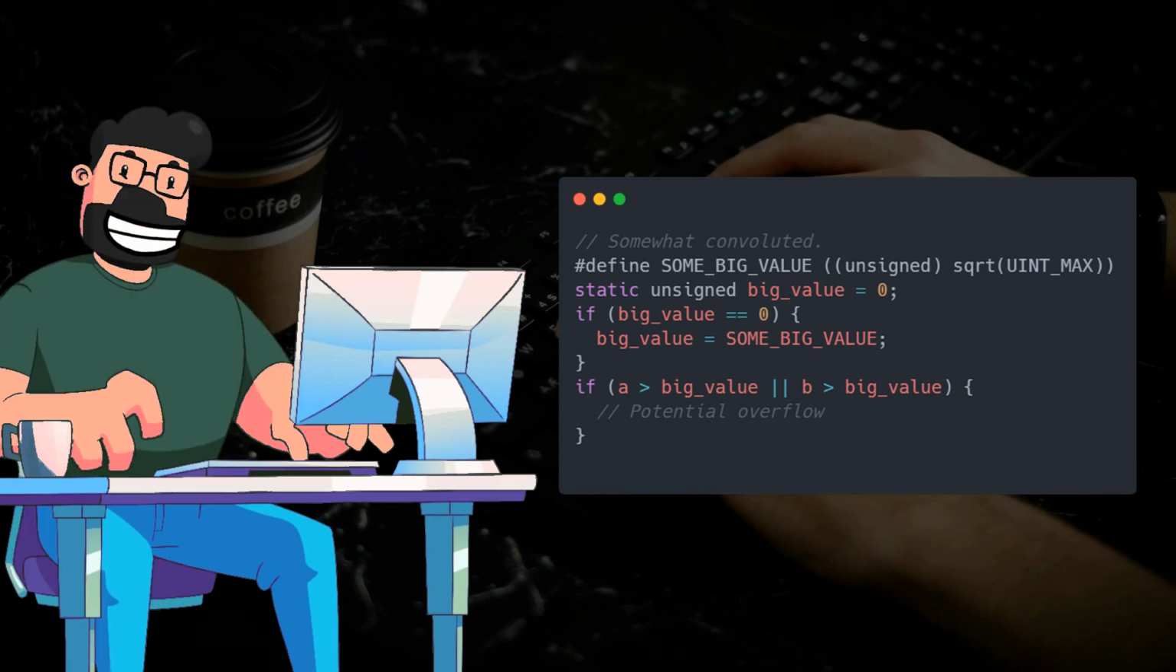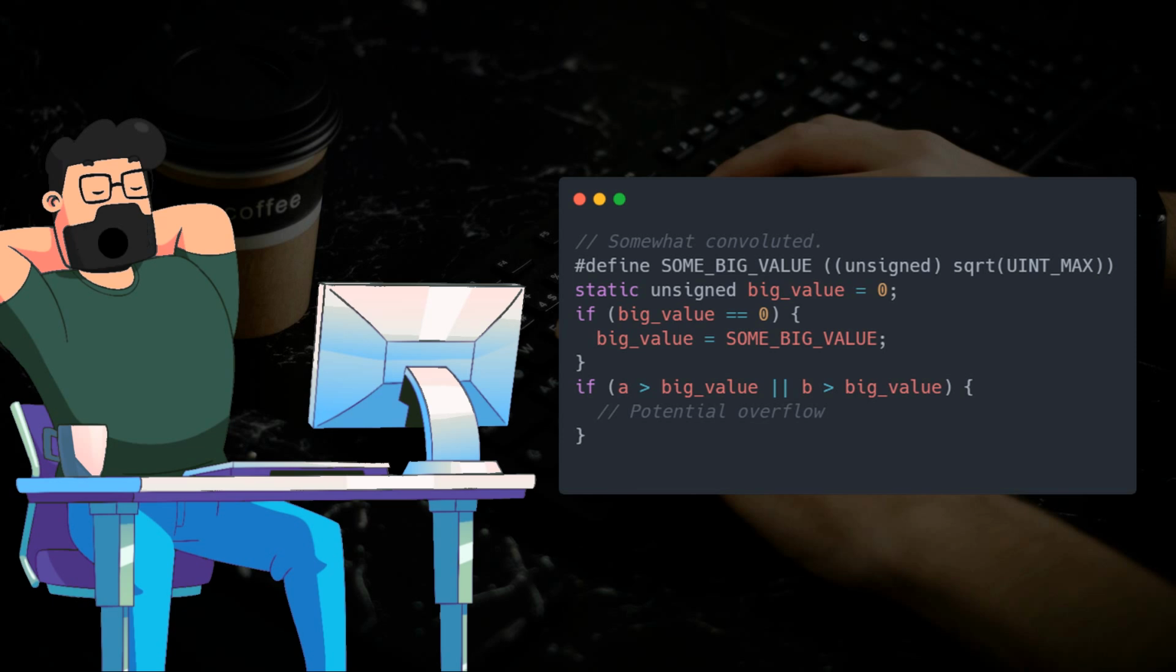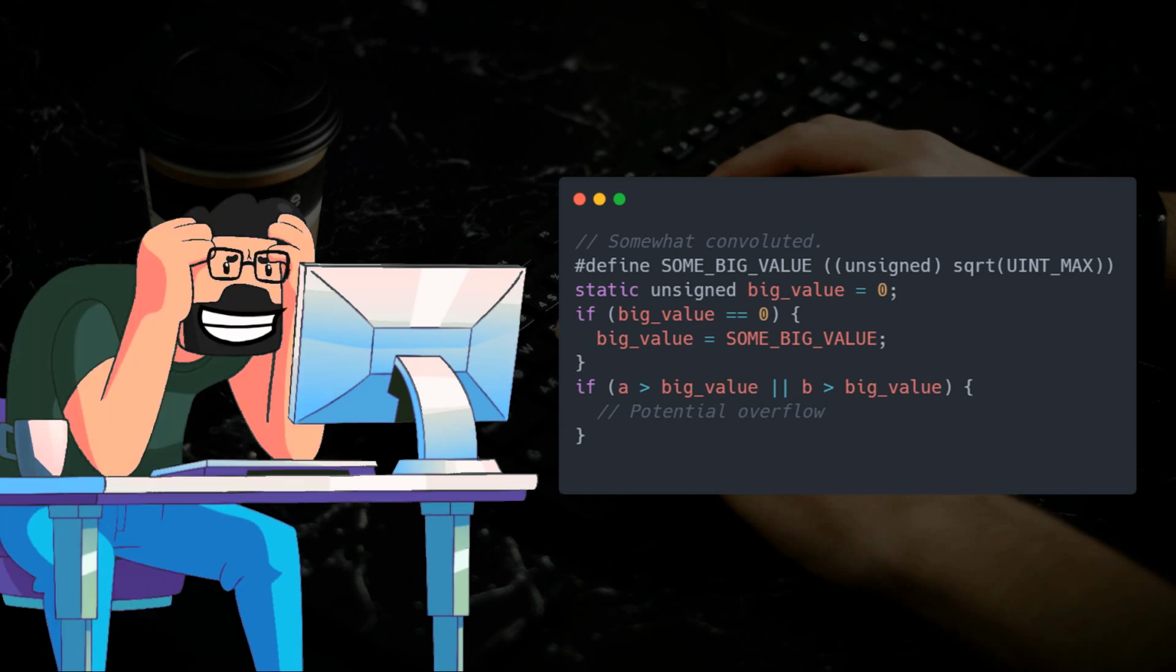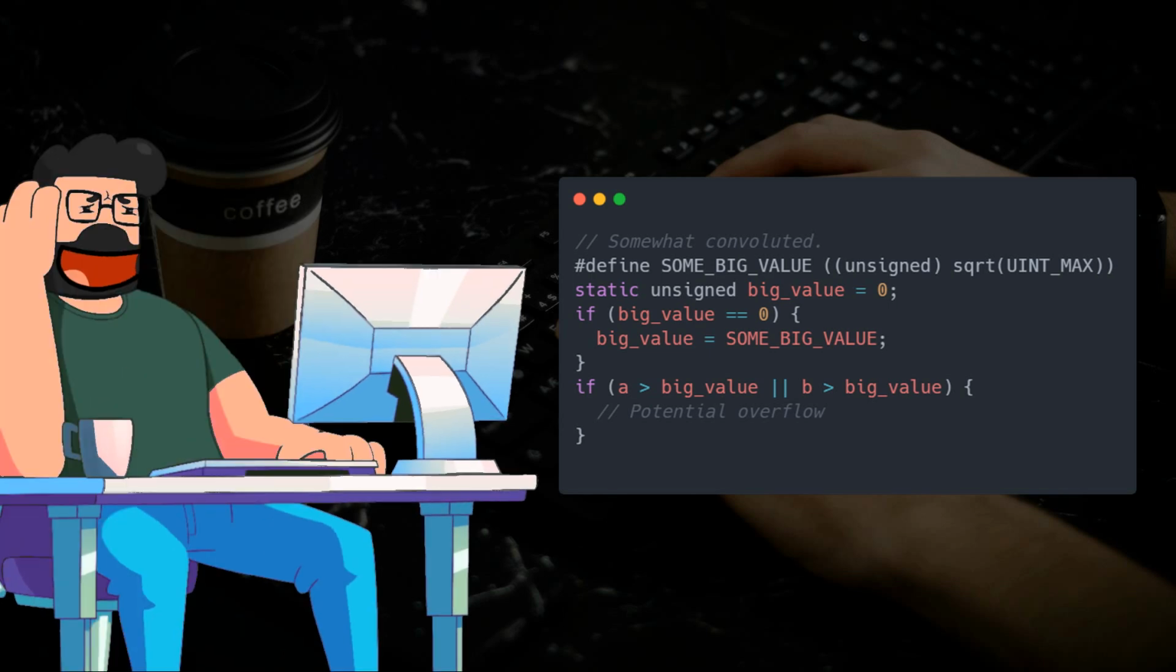The first part involves defining some big value as the square root of UINT_MAX, which helps prevent unsigned overflows when multiplying two numbers. This definition is set up in a way that ensures the calculation of some big value occurs only once, thus optimizing the process and enhancing efficiency. Additionally, a runtime check is included to compare A and B with big value to spot any potential overflow scenarios.